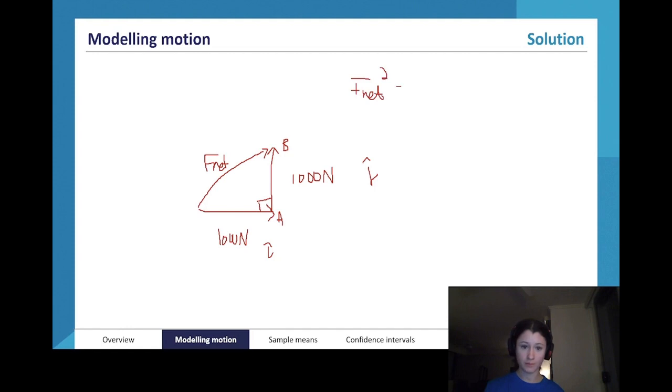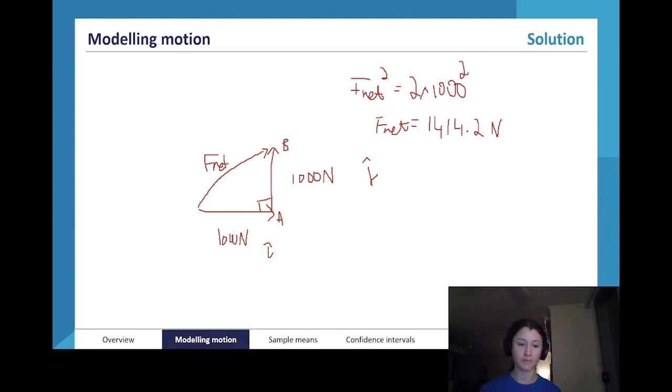F net squared equals 1,000 squared plus 1,000 squared, which is 2 times 1,000 squared. And this is going to give us 1414.2 newtons. And now we need to find the direction at which this force acts. Because remember, force is a vector quantity, we need the direction and the magnitude.